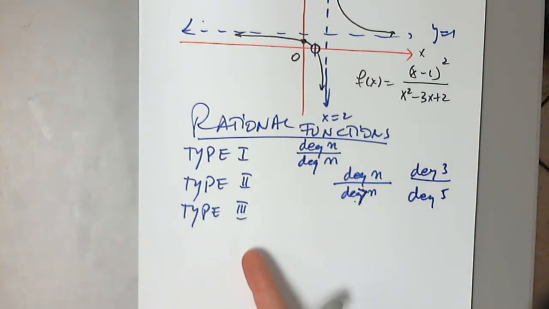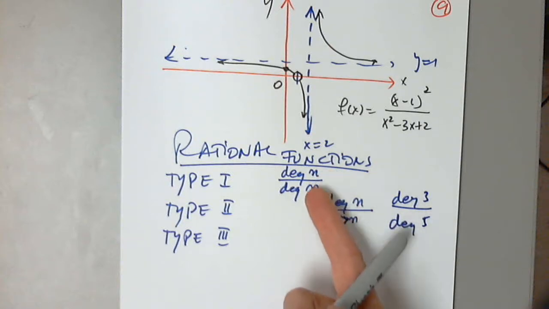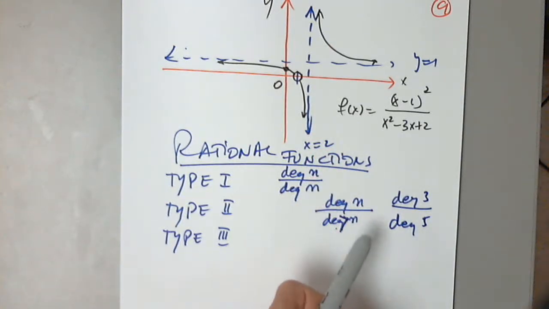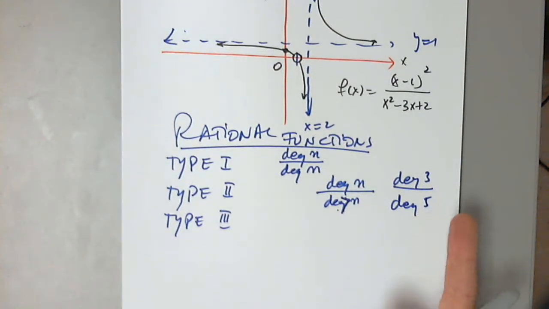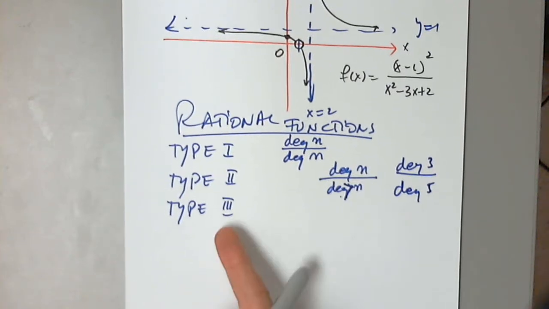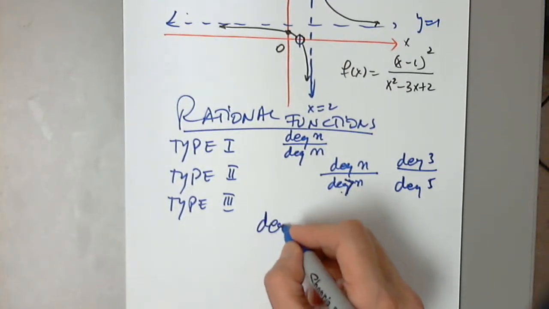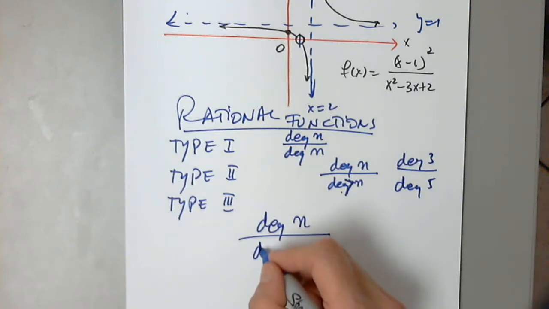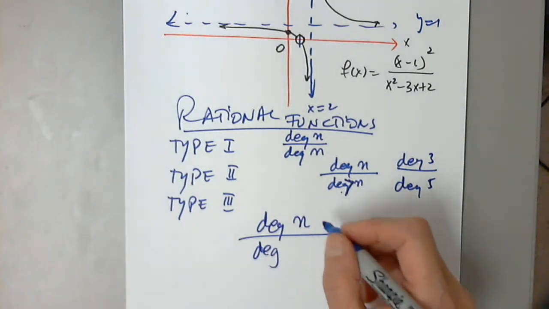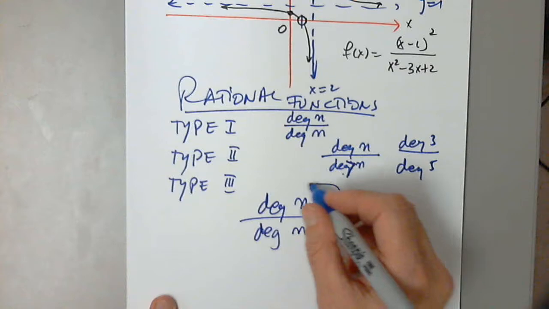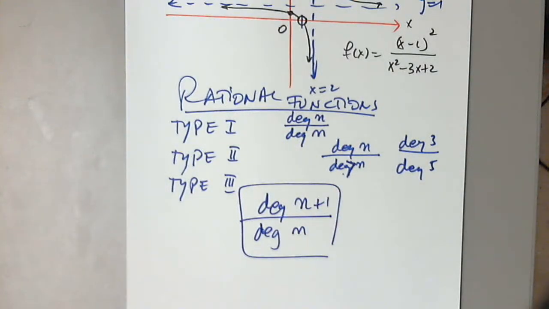Oh, and for the type 1, is it n? Same. Okay. Same degree over same degree. This one, type 2, higher degree in the denominator. But this one is degree n, and this is degree n minus 1. So let me write it like this. One higher in the numerator, exactly 1. So degree 5 over degree 4, degree 3 over degree 2, degree 10 over degree 9.